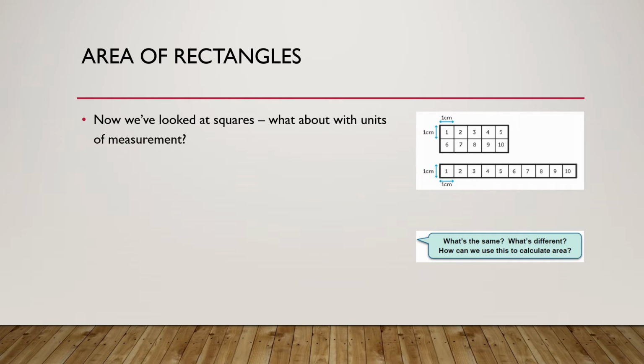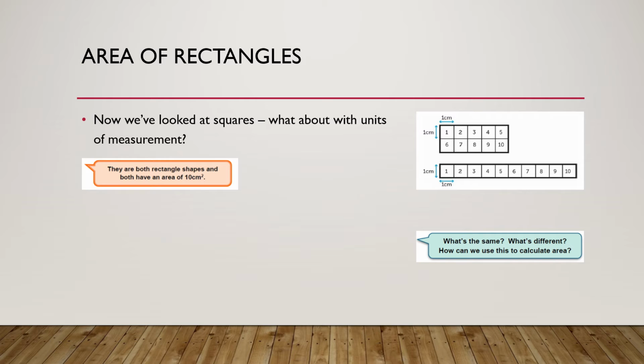And then what we're going to do is look at the area of rectangles, but with units of measurement this time. So very similar. What I've done is I've got these rectangles, and each of these squares is 1 centimeter. So I've got 10 squares, and each of them is 1 centimeter squared. That means I've got rectangles with an area of 10 centimeters squared. And just like before, I've changed them up, but they're the same thing.